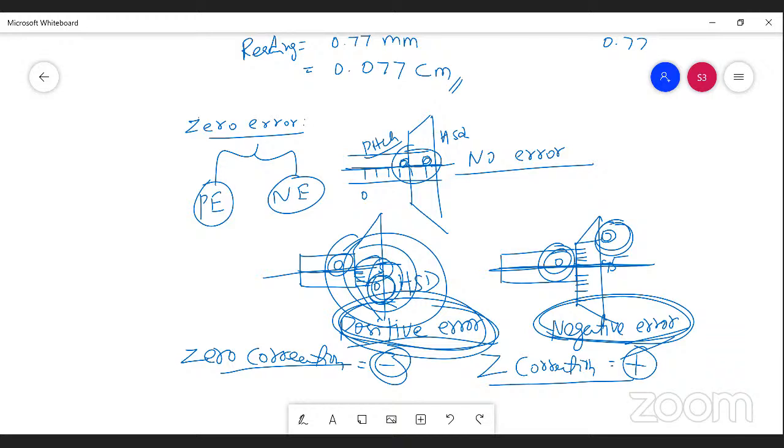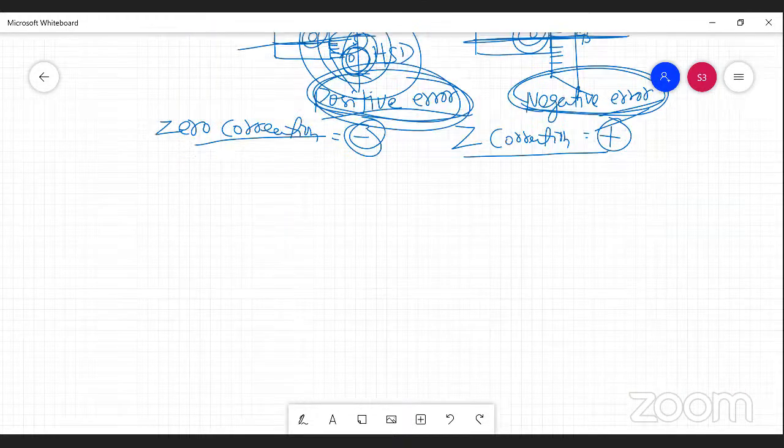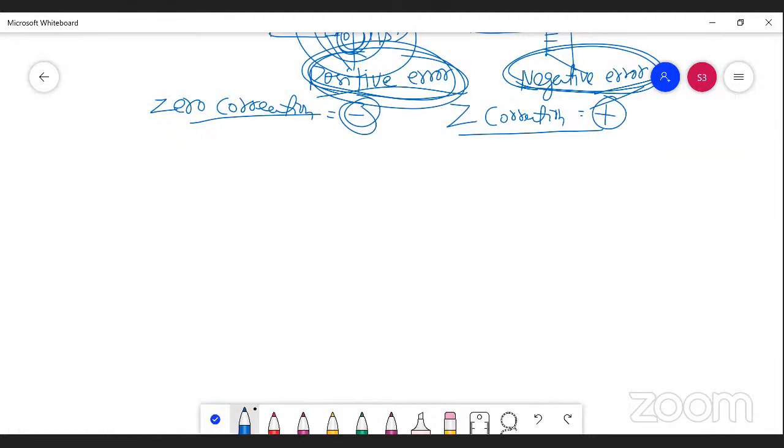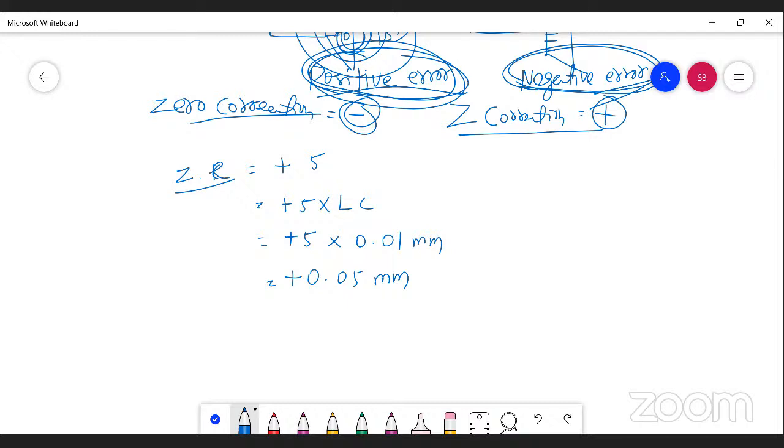How do you calculate this zero correction? If the fifth division is coincident with the pitch scale reference, the zero error is positive: plus 5 into least count. What is the least count? 0.01 millimeter. So it is equal to plus 0.05 millimeter. This is the positive zero error. The zero correction is equal to negative 0.05 millimeter.